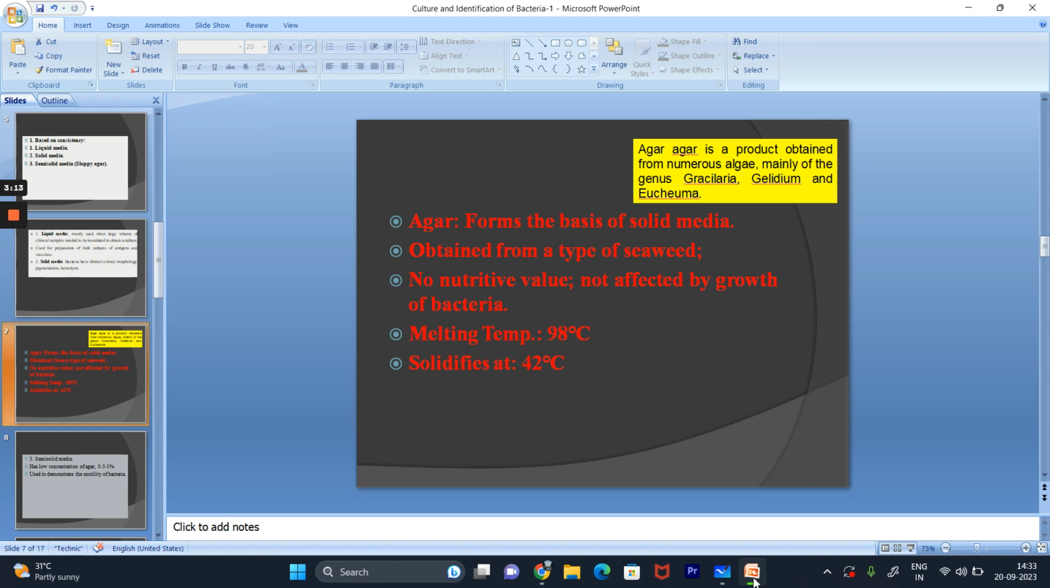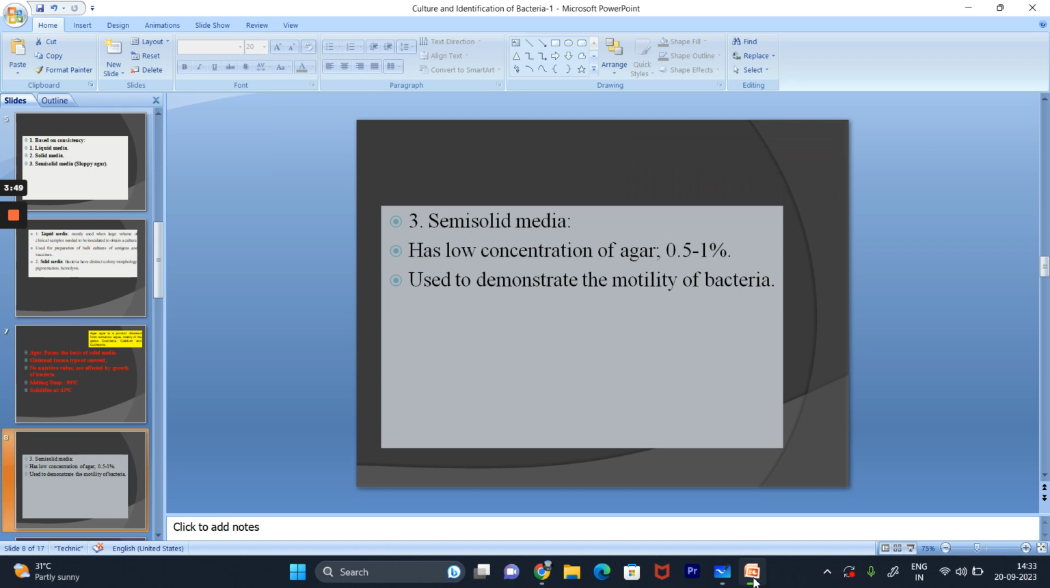The basis of any solid medium is agar, and it is obtained from a type of seaweed. I have also added a sticky note over the presentation: agar agar is mostly obtained from algae which belong to the genera Gracilaria, Gelidium and Eucheuma. Agar usually does not have any nutritive value, and it is not affected by the growth of bacteria. The melting temperature of the agar is 98 degrees Celsius, while it solidifies best at 42 degrees Celsius.